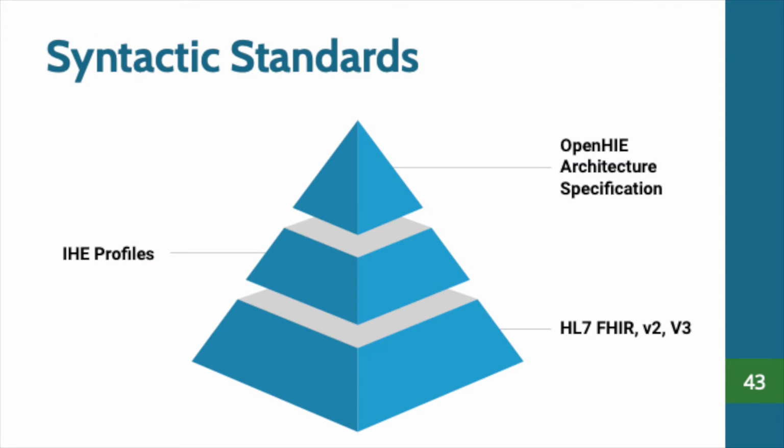OpenHIE works with standards organizations like HL7, which stands for Health Level 7, and IHE, Integrating the Healthcare Enterprise, to ensure that the underlying standards meet the requirements for health data exchanges that need to be supported. So OpenHIE builds its standards upon IHE profiles, which are also built upon HL7 or FHIR standards. So you could think of it as a pyramid with the OpenHIE specification at the top.